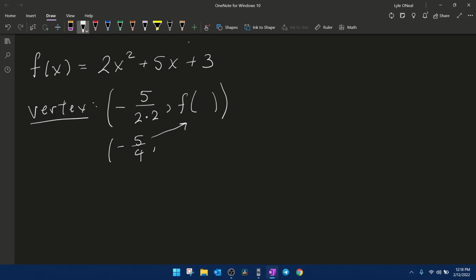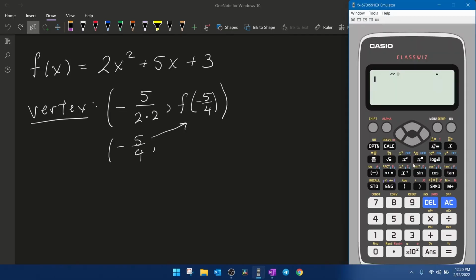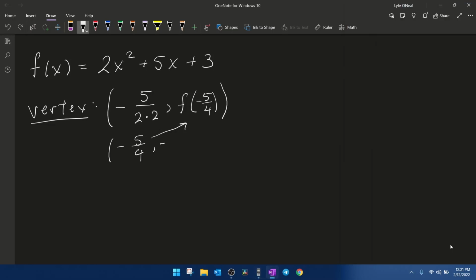And now if we evaluate the function at negative 5/4, we will have the y-coordinate of the vertex. And what a great time to use the calculator. Here we're going to be plugging in negative 5/4 into our function. That's going to give us 2 times negative 5/4 quantity squared plus 5 times negative 5/4 plus 3. And it says the y-coordinate of the vertex is negative 1/8.